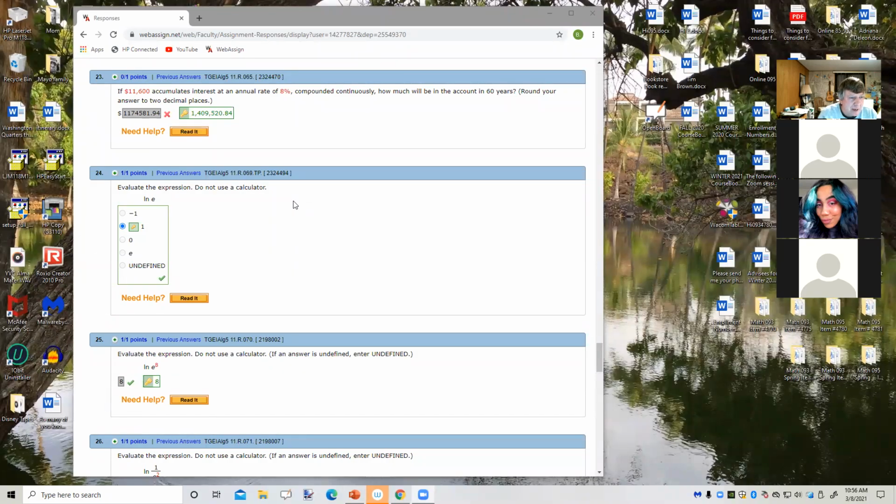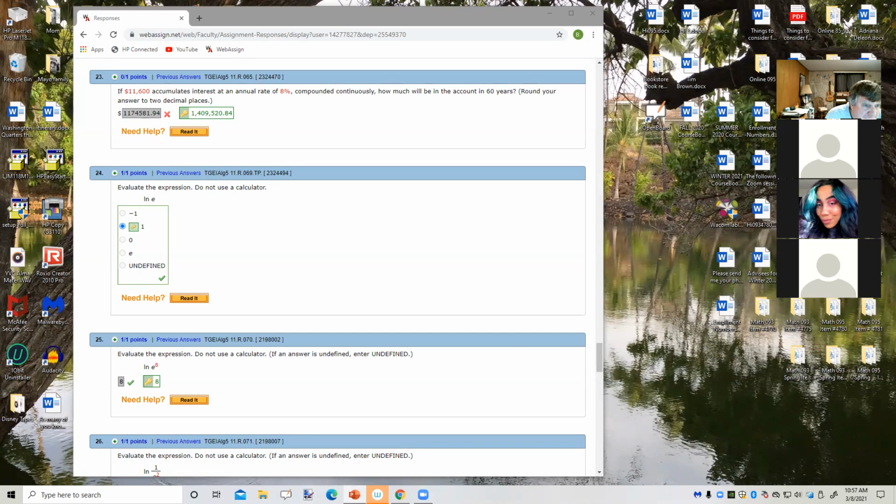And let's see what it says here. If $11,600 accumulates interest at an annual rate of 8% compounded continuously, how much will be in the account in 60 years? Okay, we've got two interest formulas. The first one is A equals P times 1 plus R over K to the KT power. And the second one is A equals PE to the RT. Because this is compounded continuously, we're going to use the second formula.